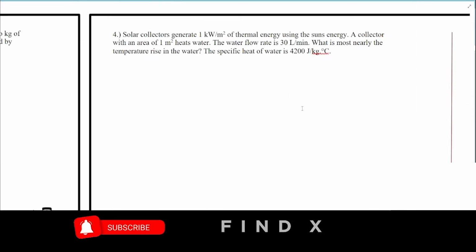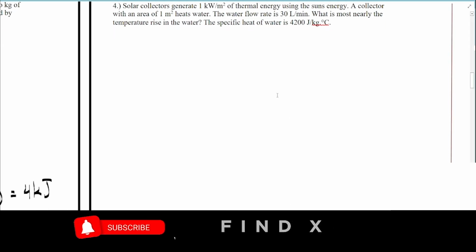Okay, so let's have the fourth one, which is: solar collectors generate 1 kilowatt per square meter of thermal energy using the sun's energy. So a collector with an area of 1 square meter heats water. The water flow rate is 30 liters per minute. What is most nearly the temperature rise in the water? The specific heat of water is 4,200 joules per kilogram Celsius. So we are looking for the temperature rise. Therefore, the problem requires us to find delta T, or change in temperature.